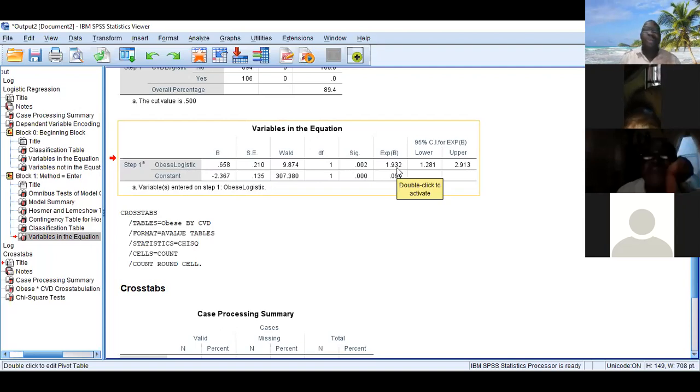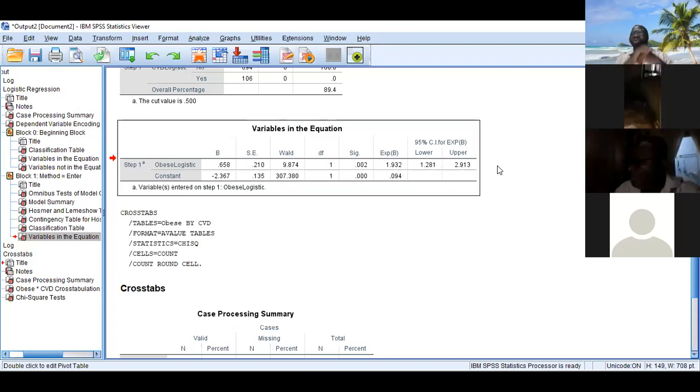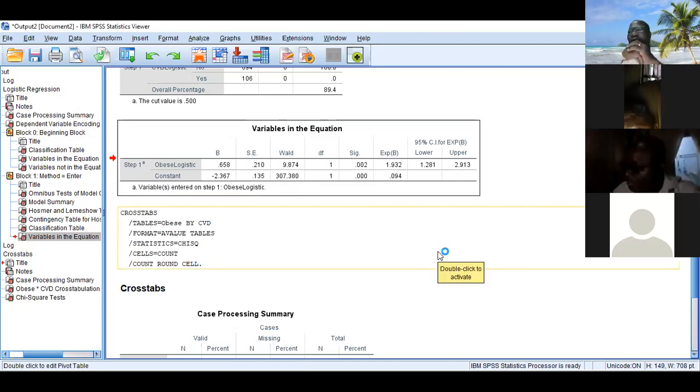So what it is telling you is that people that are obese are 1.93 times more likely to have CVD. The people that are obese are 1.39 more likely to have CVD. And the confidence interval does not cross one, so that is very significant. If you remember, when we used stratified analysis, we first did the crude odds ratio, 1.39 also, and it was significant like this.